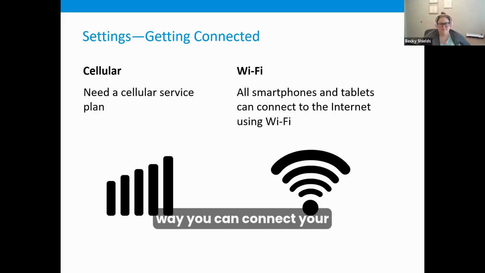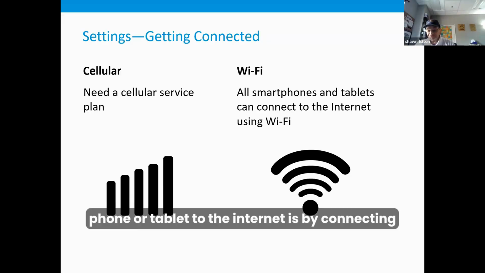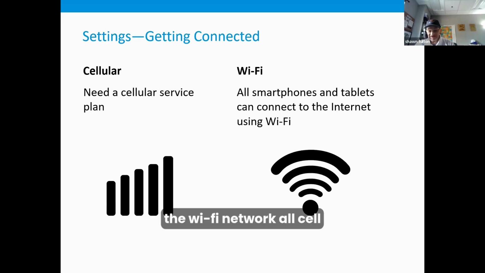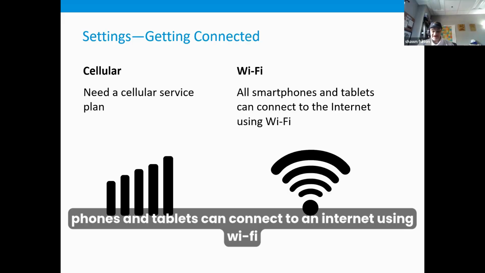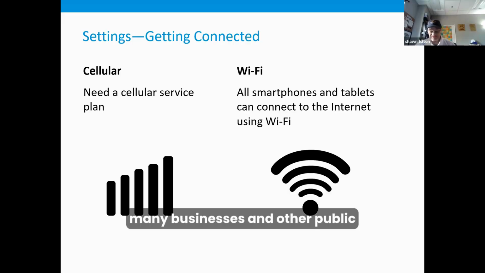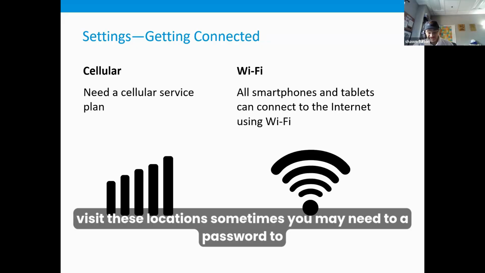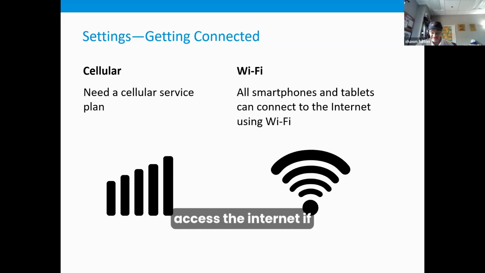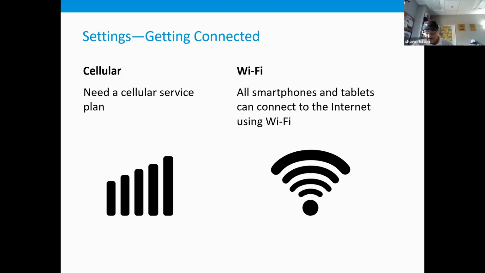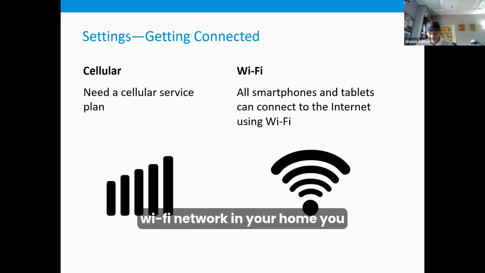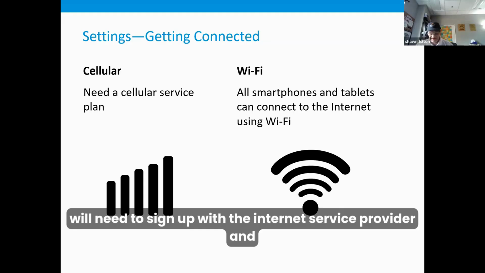Another way you can connect your phone or tablet to the internet is by connecting to a Wi-Fi network. All cell phones and tablets can connect to the internet using Wi-Fi. Many businesses, libraries, and other public places offer free Wi-Fi. You can use these public Wi-Fi networks while you visit these locations. Sometimes you may need a password to access the internet. If you want to connect your iPhone or iPad to a Wi-Fi network in your home, you will need to sign up with an internet service provider.